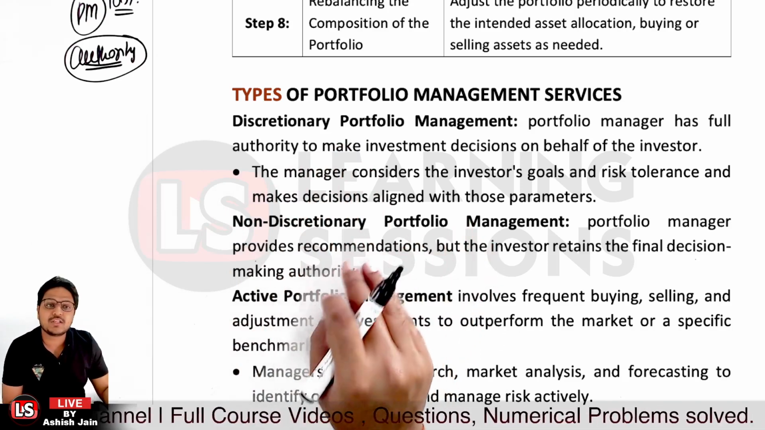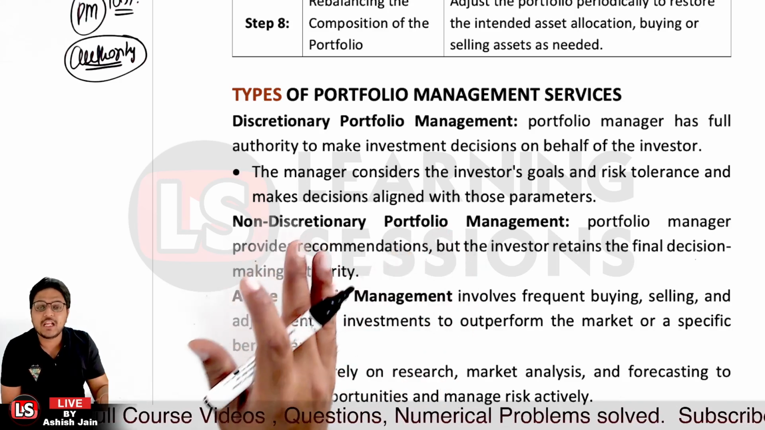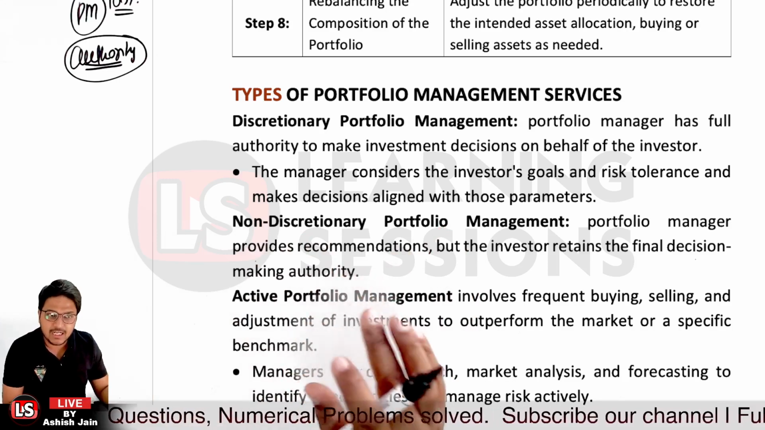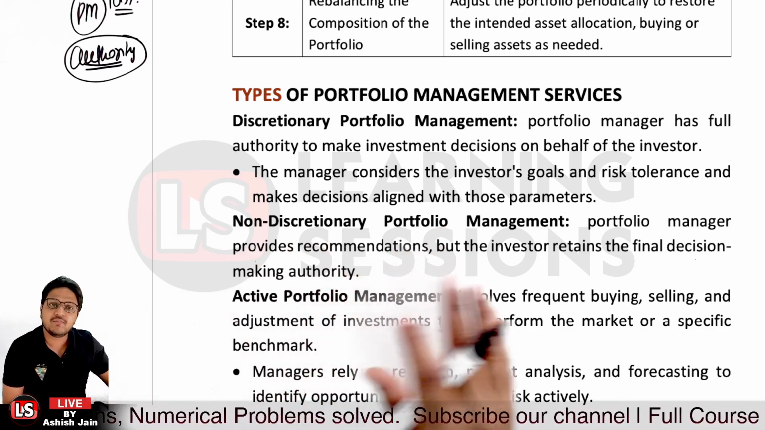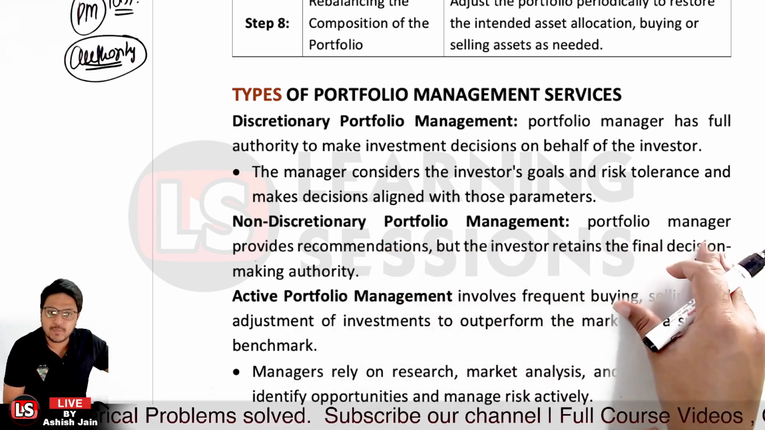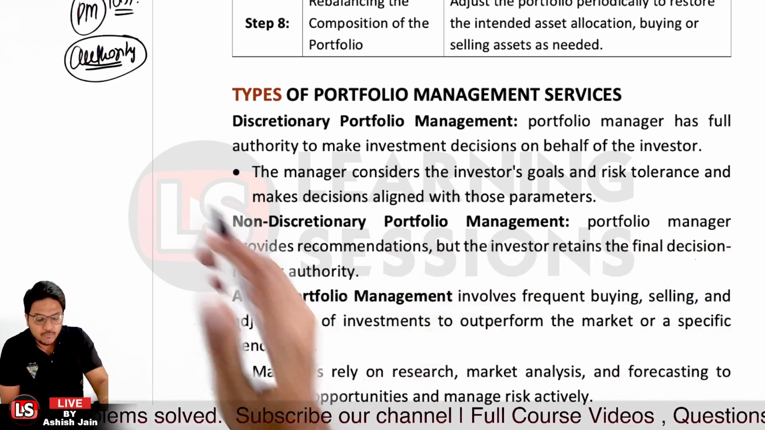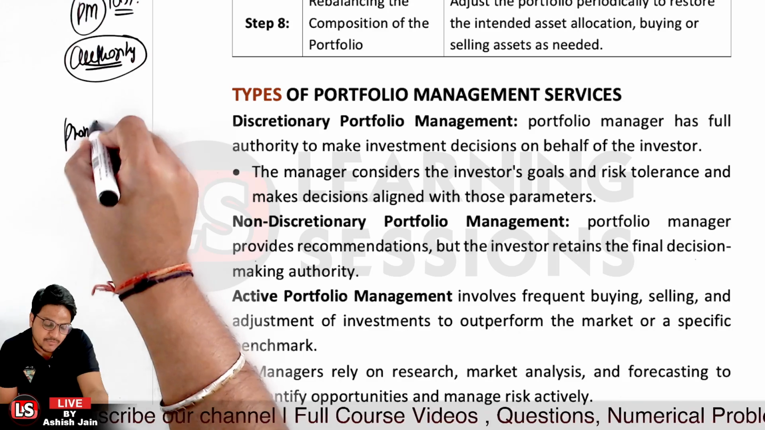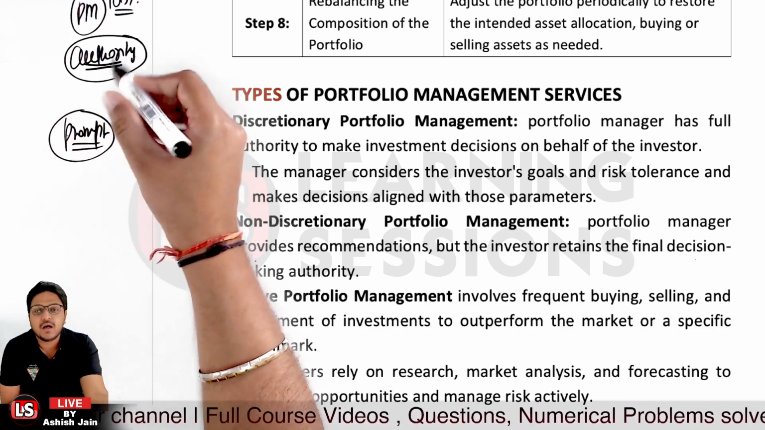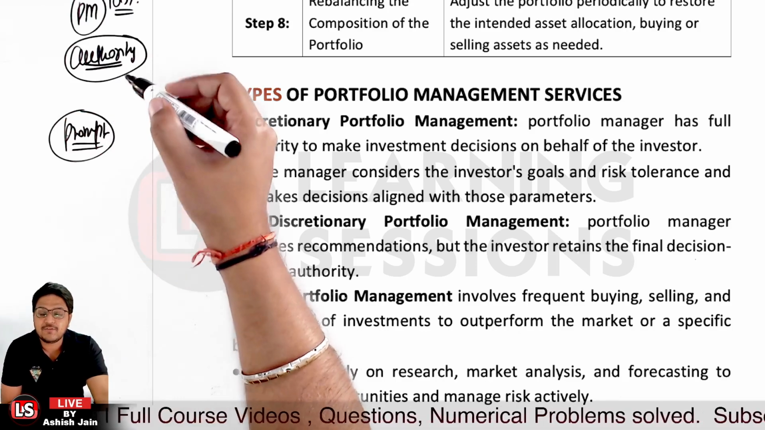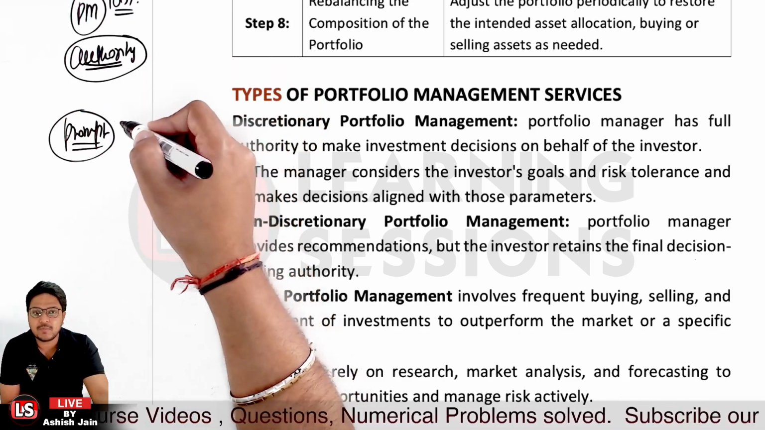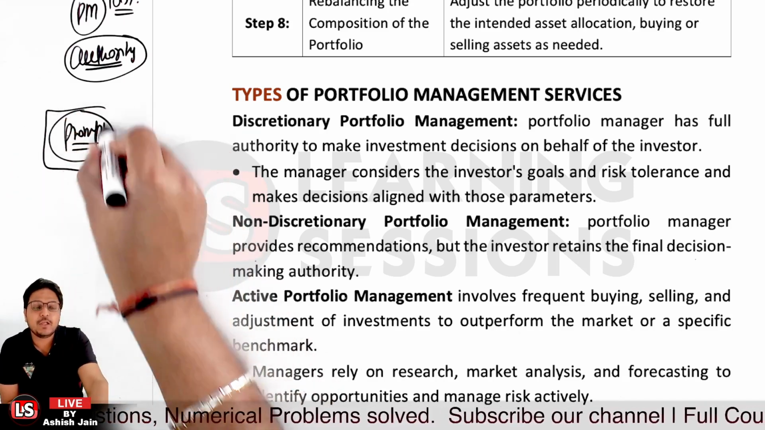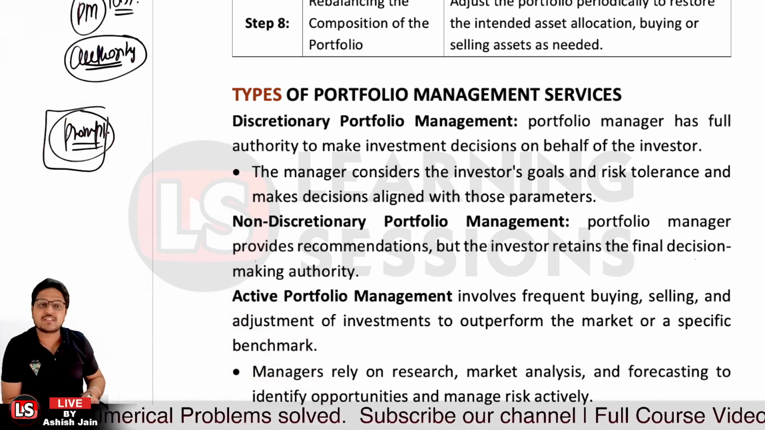And what do we mean by non-discretionary portfolio management? Where the portfolio manager provides the management, but the ultimate decision lies with the investor only. That's non-discretionary portfolio management. And active portfolio management means what? Where there is quick, or we can say prompt, buying and selling of the securities. It's not the case that the portfolio manager will buy one day and sell the other day. No, that would not be the case. But in active portfolio management, there will be frequent buying and selling or adjustment of the investments, right?